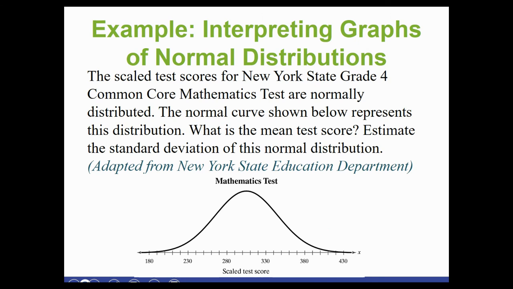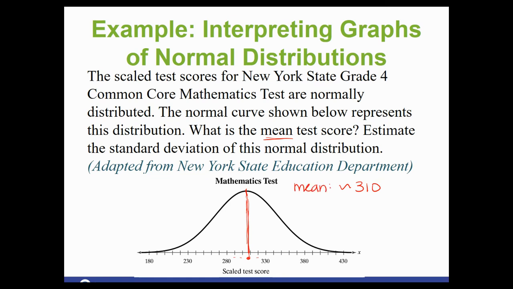So here's another example. It says the scaled test scores for New York State grade 4 Common Core mathematics tests are normally distributed. The normal curve shown below represents this distribution. What is our mean test score? Again, the mean is the middle of your hump. So find the middle and drop that line down. Just ballpark it. Each one of these tick marks is about 10. So let's see, that's 290, then 300, 310, 320. So approximately 310 for the mean.